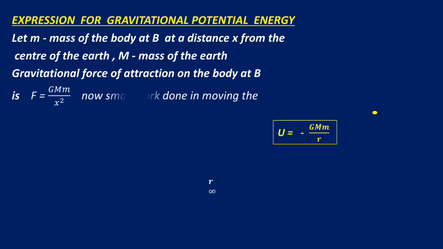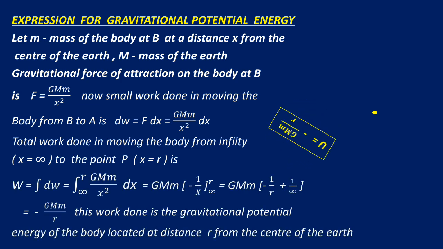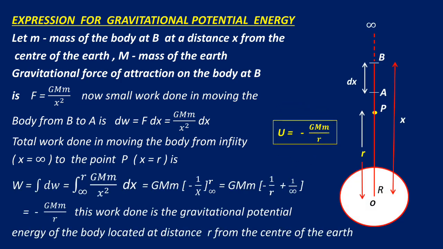Now, expression for gravitational potential energy. First of all, everybody should know what gravitational potential energy is. Gravitational potential energy of a body at a point in the gravitational field of another body is defined as the amount of work done in bringing the given body from infinity to that point.